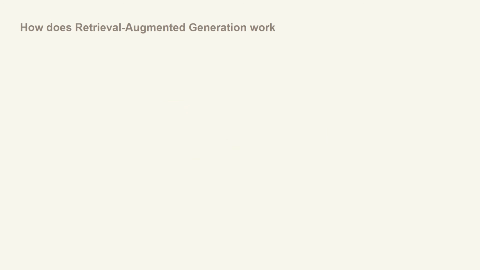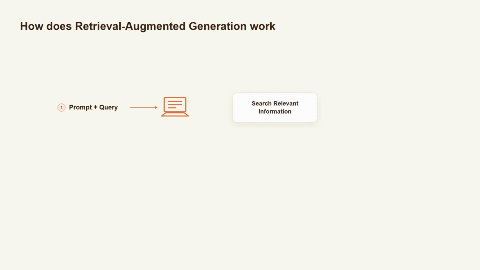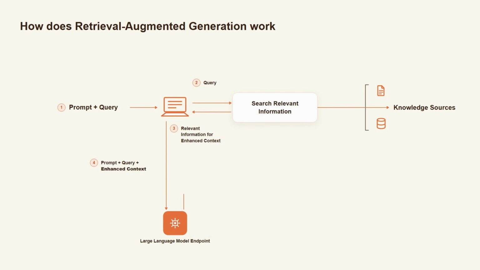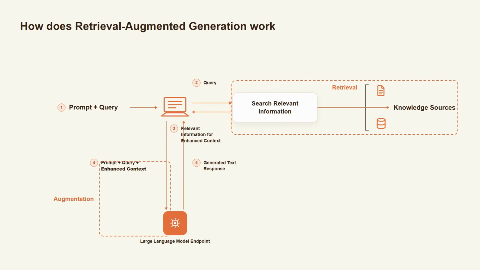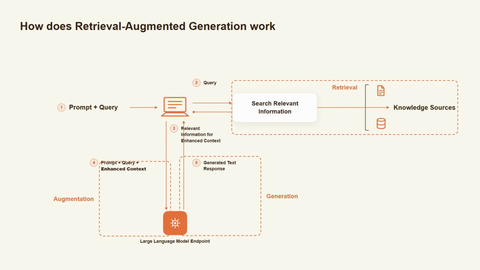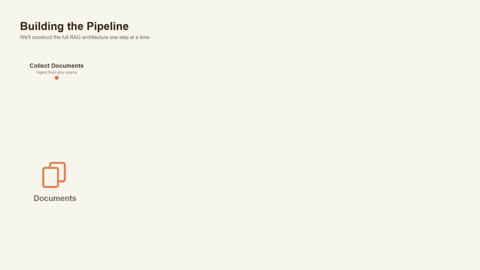So why is it called RAG? First, your query and prompt are used to retrieve relevant information from your knowledge sources. This is retrieval. That retrieved information is then added to the original query as additional context for the AI model. This is augmentation. Finally, the AI model uses the query and the retrieved context to generate the response. That's generation. Now let's visualize the RAG pipeline step by step.